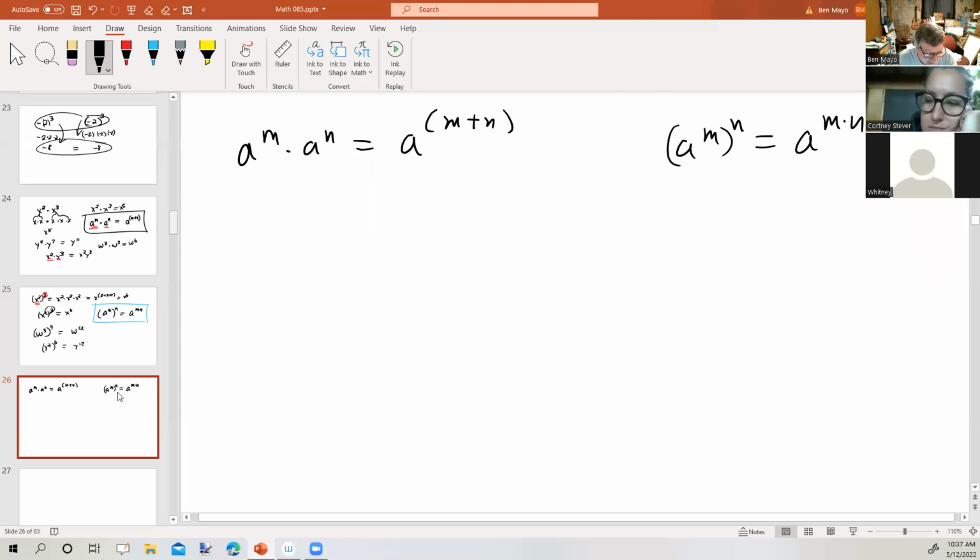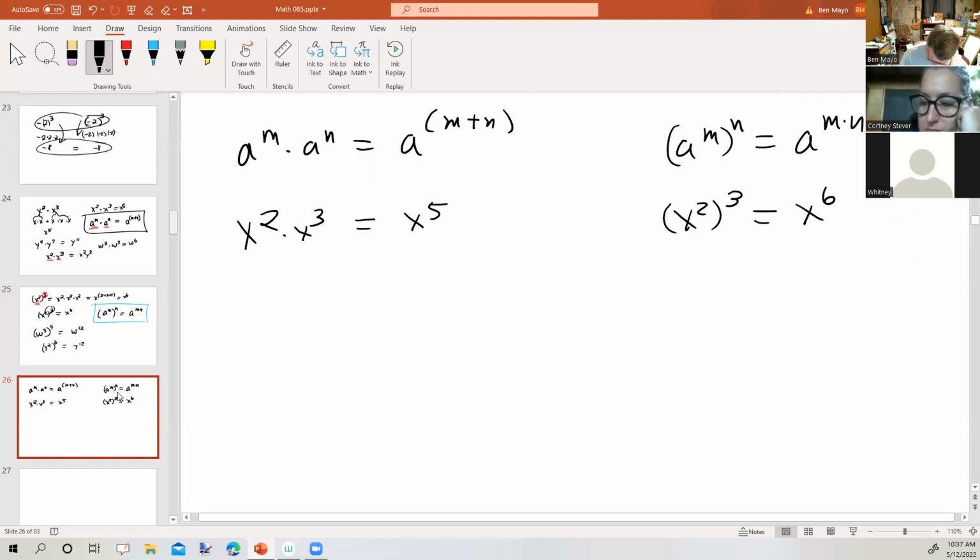They're similar, but extremely different. For instance, x squared times x cubed would be x to the 5th, but x squared, the quantity cubed, would be x to the 6th. So be careful not to get those rules mixed up. Any question about either of these rules before we go on?